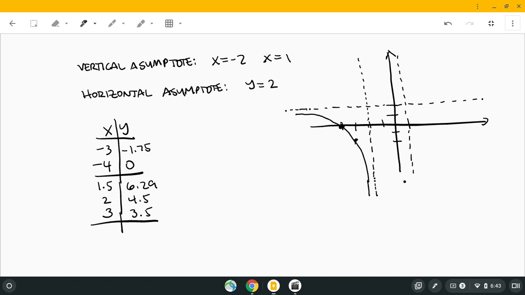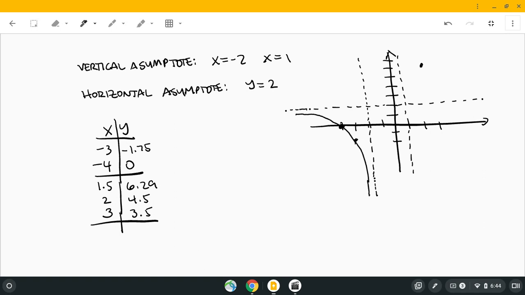Okay, so let's go ahead and graph those. 1, 2, 3. All right, so 1.5, 1, 2, 3, 4, 5, 6. All right, 1.5, and we get 1, 2, 3, 4, 5, 6.29. Okay.